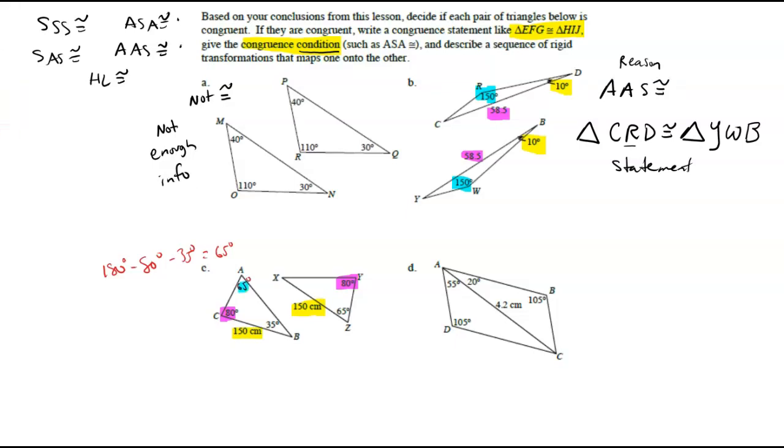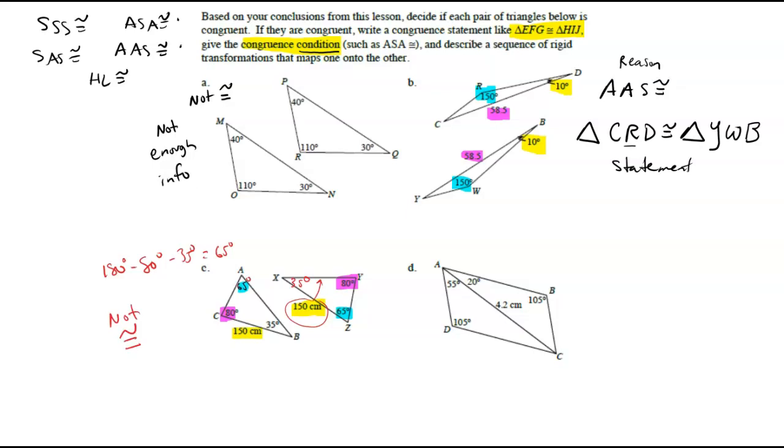So 65 and 65. Okay, so again, based on this, I see that 150 is in between 80 and 35. This should also be 35. So between 80 and 35, that means that 150 has to be up here. So it needed to be here. So they are not, so even though we have all three angles the same, we have a side the same, they are not in the same position, right? So this, again, is not congruent.